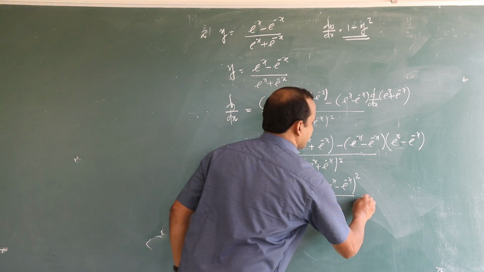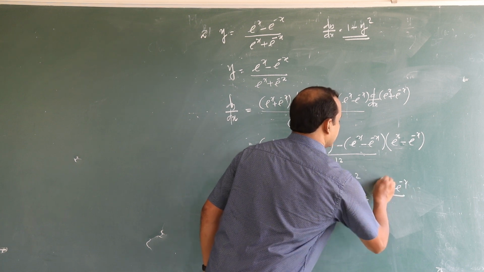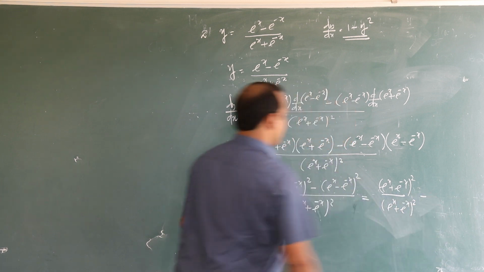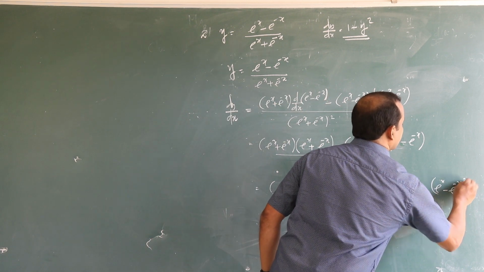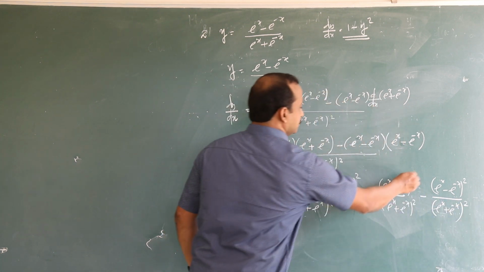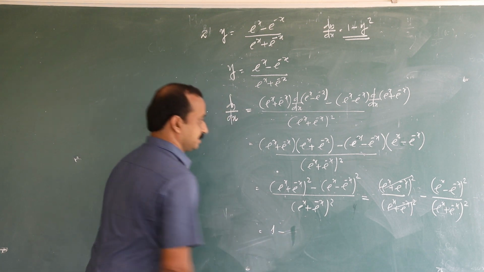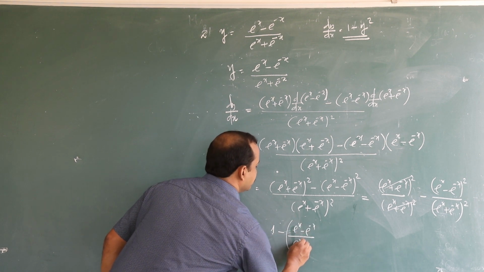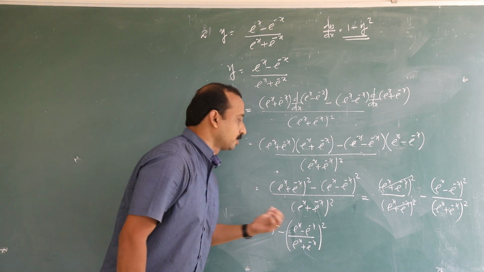Now splitting this in two, therefore we get the answer e raised to x plus e raised to minus x the whole square divided by e raised to x plus e raised to minus x the whole square, minus e raised to x minus e raised to minus x the whole square divided by e raised to x plus e raised to minus x the whole square. Okay, these two terms cancel and therefore we get the answer 1 minus the second term, e raised to x minus e raised to minus x divided by e raised to x plus e raised to minus x the whole square. You know, a square by b square is equal to a by b the whole square.